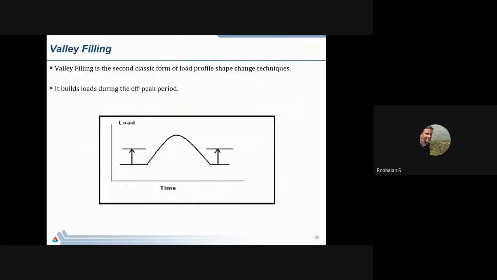And the second thing, valley filling. So valley filling is nothing but, for example, take a generator: we have a load curve over 24 hours. Starting in the morning at 6 a.m., the load curve will look like this.